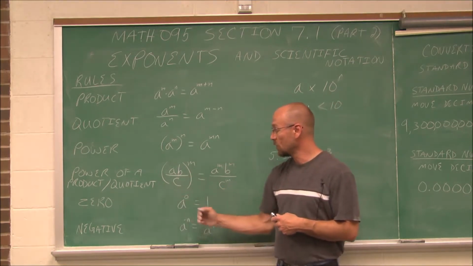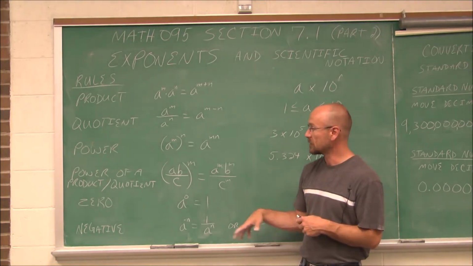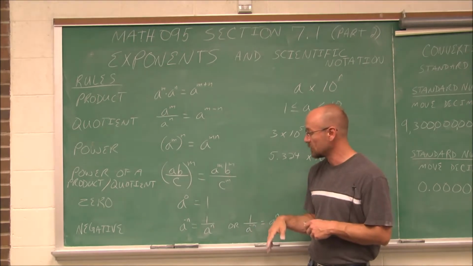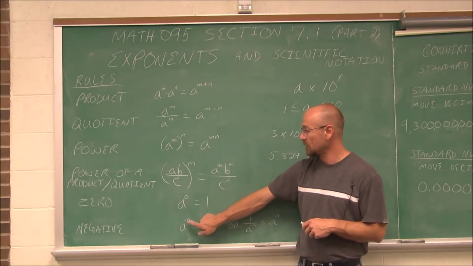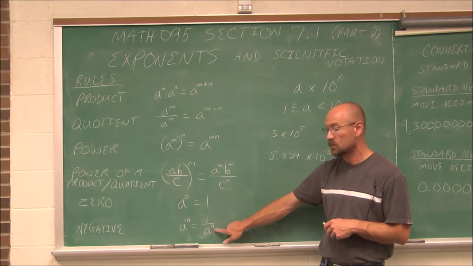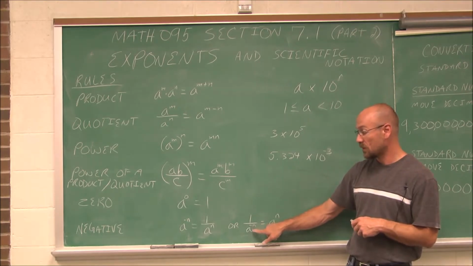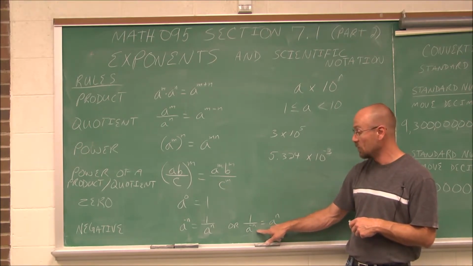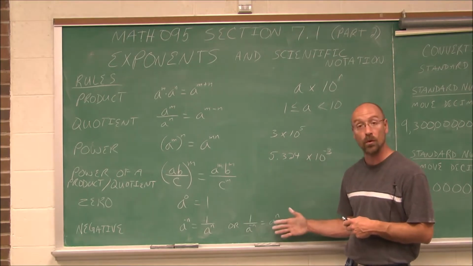Then we have the zero rule of exponents. Anything to the 0 power is 1, unless that base is 0. If any of these bases are 0, none of this really applies. And then we have the negative exponent. If we have a base to a negative exponent, we can take its reciprocal. Or if we have a negative exponent in the denominator, we can move it to the numerator or take its reciprocal. It's the same rule.